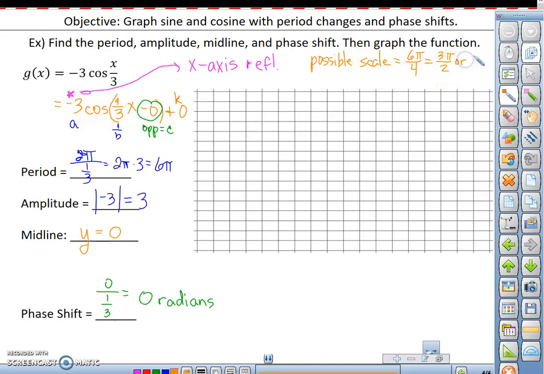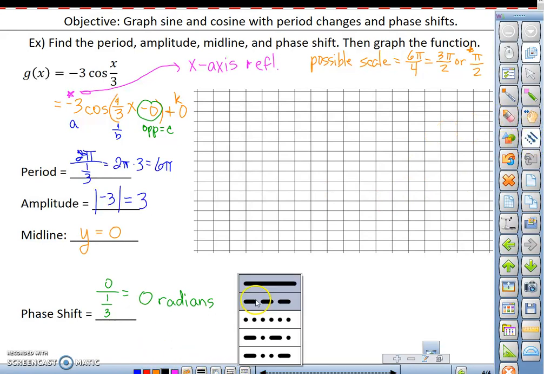I could also use a factor of that, such as pi halves. I kind of like the pi halves. And I have 26 squares here, so that will allow me to get 6 pi, which is a full period, so that should give me a decent graph of this function as well.